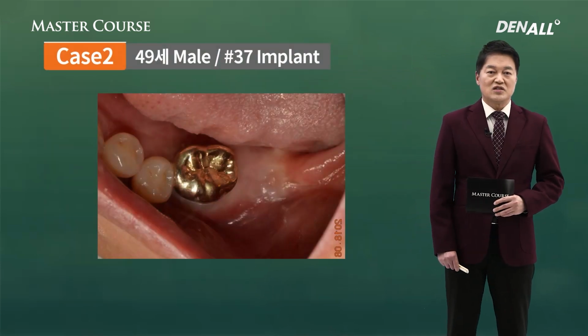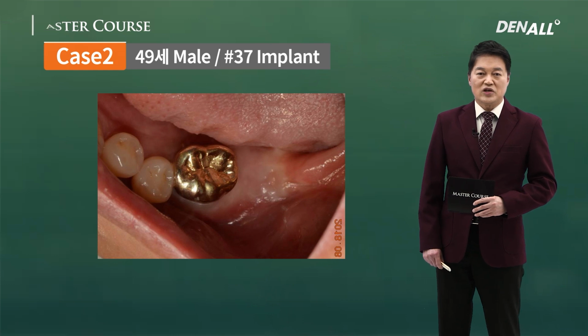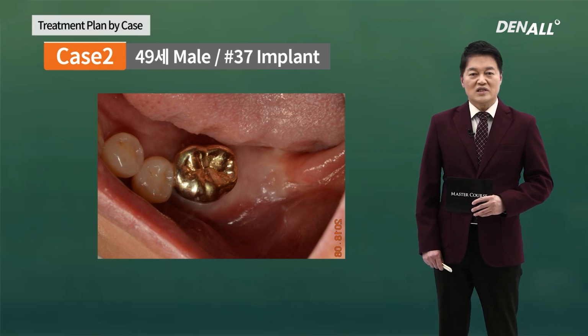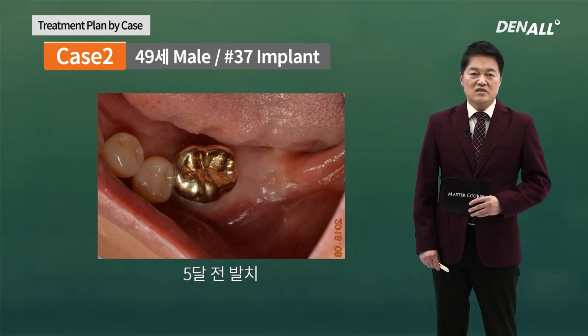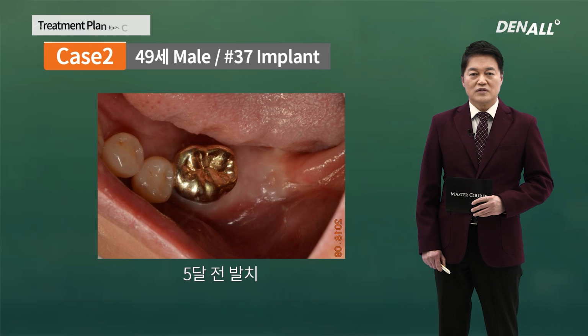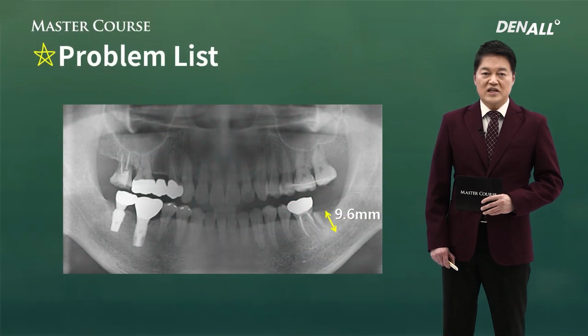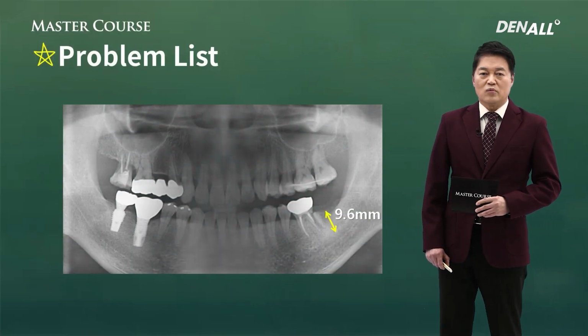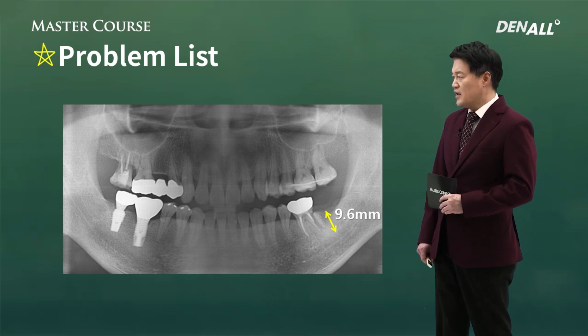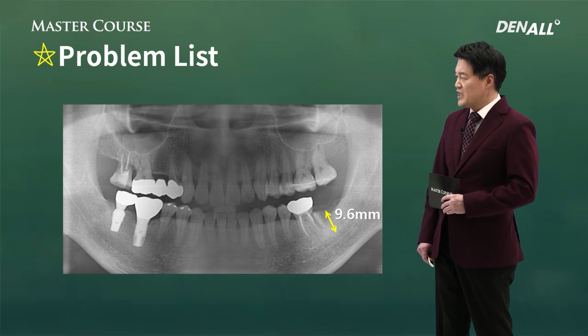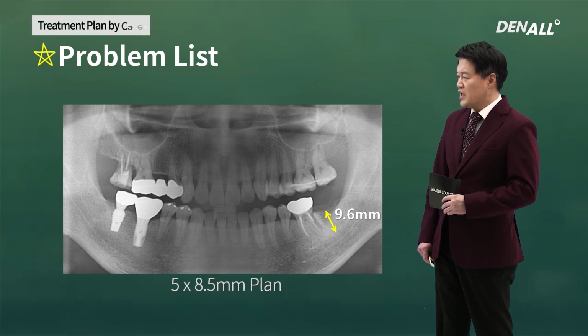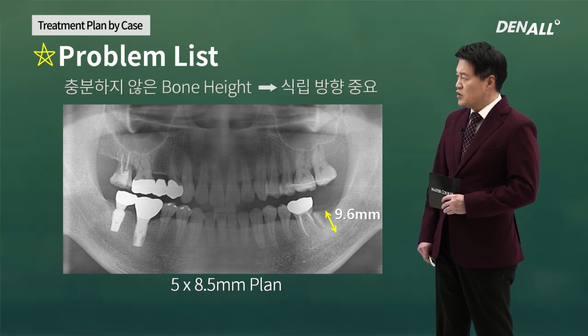This is the second case. A 49-year-old male patient and a number 37 implant was to be placed. Extraction was done 5 months earlier. If you look at the X-ray, bone height up to the mandibular canal is approximately 9.6 millimeter. If you consider the safety margin, you should place an 8.5 millimeter implant because there was insufficient bone height.